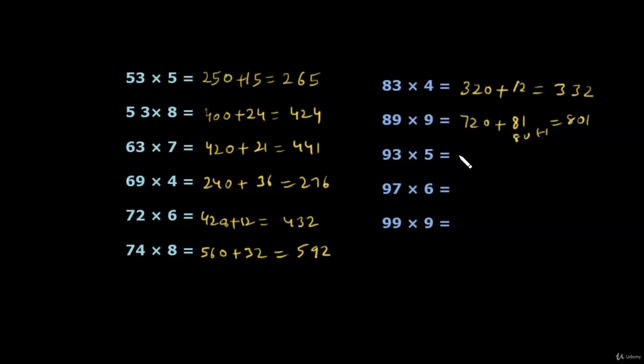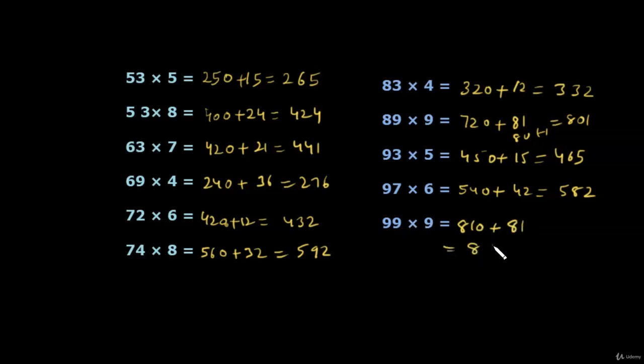5 times 90 is 450. Plus 5 times 3 is 15. So 465. 6 times 90 is 540. Plus 6 times 7 is 42. So 582 is the answer. 9 times 90 is 810. Plus 9 times 9 is again 81. So this becomes 891.